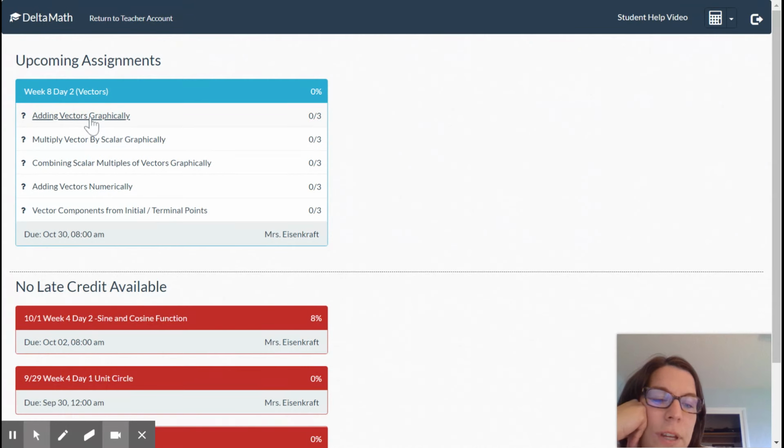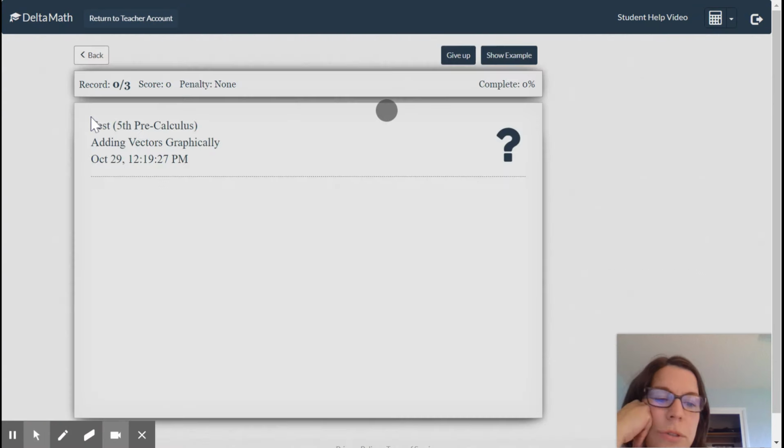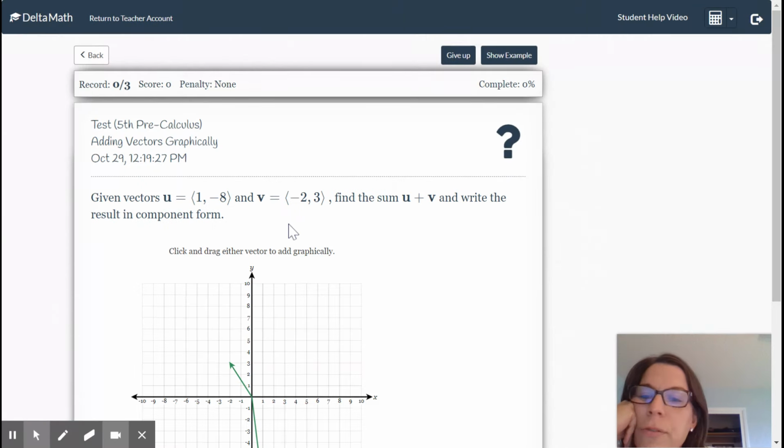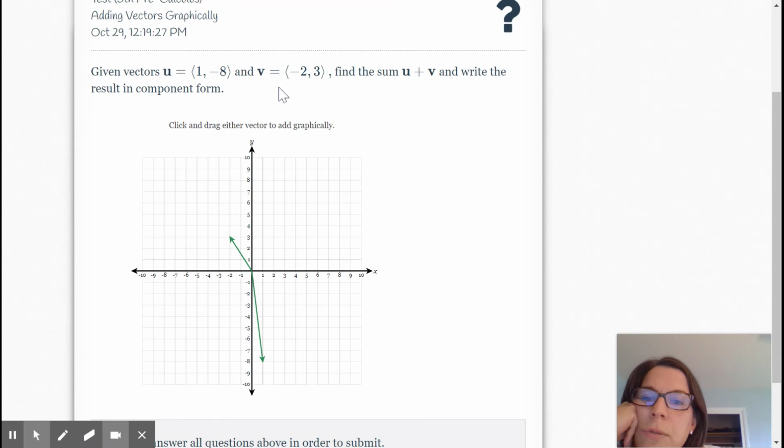The first one, adding vectors graphically. You could do it numerically, but the focus is on the graph. Vectors u and v are already here. You need to add them. Adding is commutative, so it doesn't matter which one you start with. It wants you to either drag this vector to the end of this one or this one to the end of this one. Let's see.